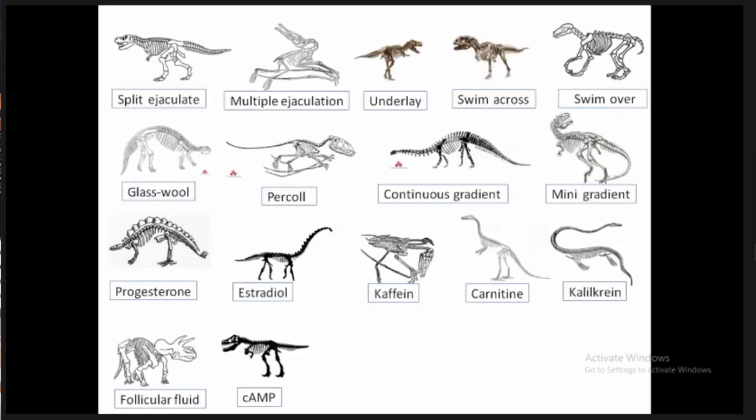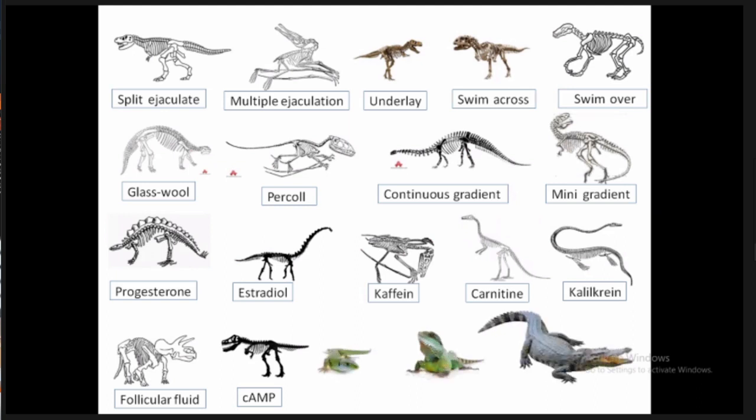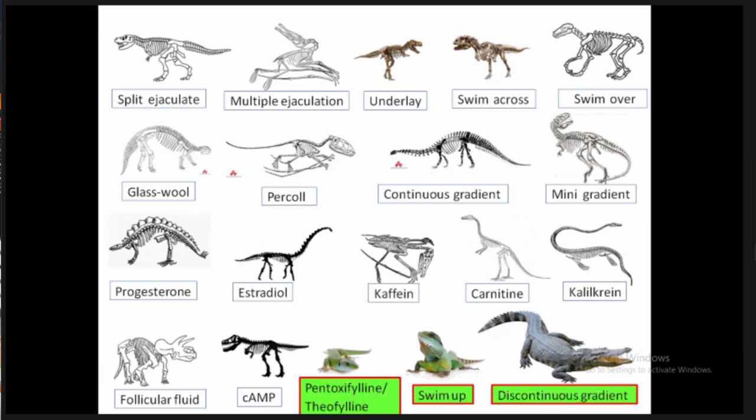I would like to put this picture again because a lot of methods have evolved over the period, but only the conventional sperm preparation methods, swim-up and density gradient, are showing superiority.